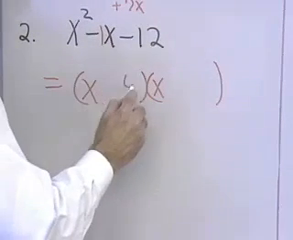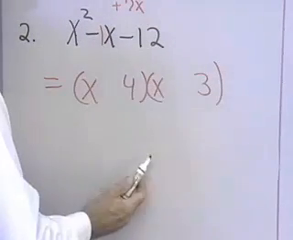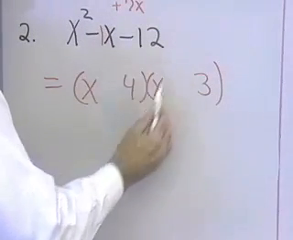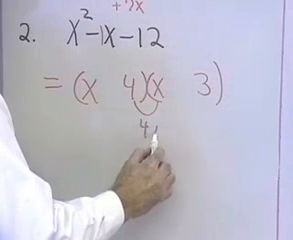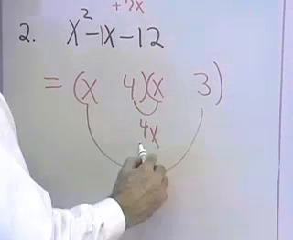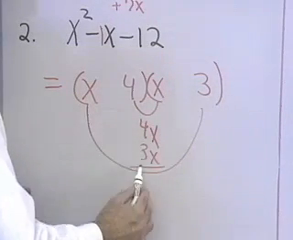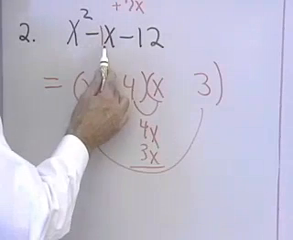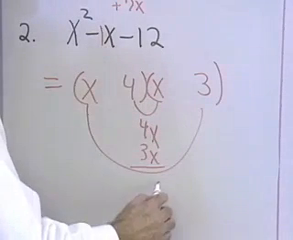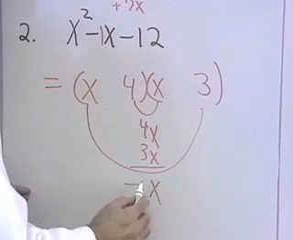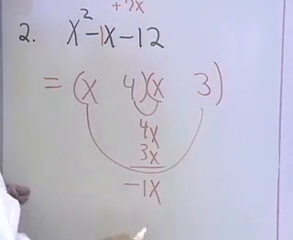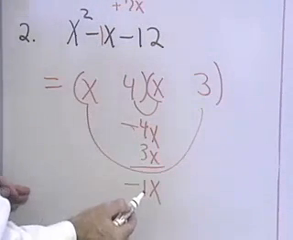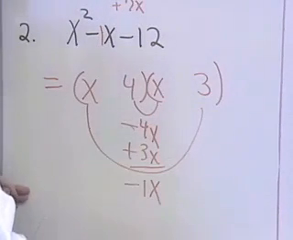How about if I try 4 and 3? 4 times 3 will give me 12. Inside is 4x. Outside is 3x. And I see that if I subtract these two, I can get 1x. I want that to be a -1x. So I'll make my 4x negative and my 3x positive.